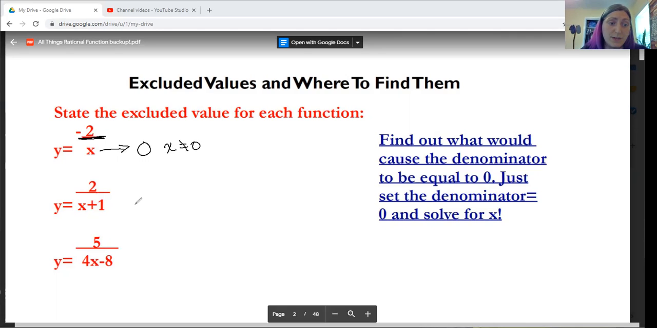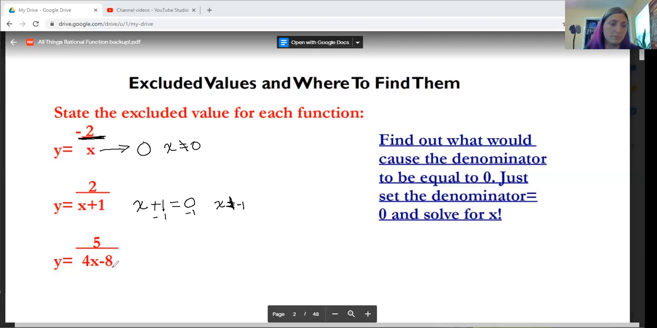So I'm going to say x plus 1 equals 0. I'm setting my denominator equal to 0, subtracting 1 from both sides, and shocker, x is equal to -1. Now, the actual fact is x is not actually equal to -1. X can never equal -1. Okay, so x can never equal -1.